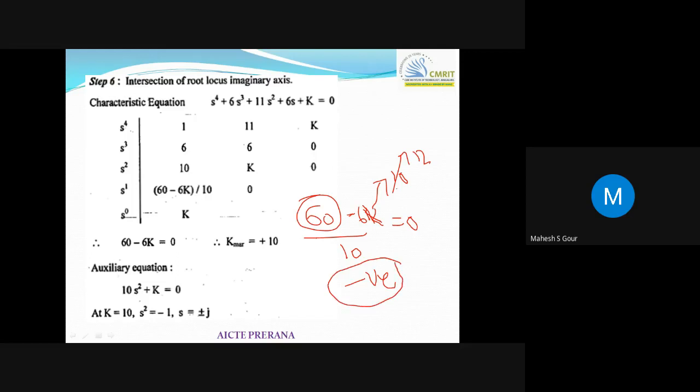See, this one, the value is 60 minus 6k by 10. Now for this, when it was equal to 0, it was marginally stable. Now what was the value of k? The k value was 10. Now instead of k as 10, I'll change it to 12. So what will happen? 60 into 12 is greater than your 60, so you will get the answer as negative. Correct? Instead of 10 as k, I'll change it to 12. What will happen? The system will become unstable.